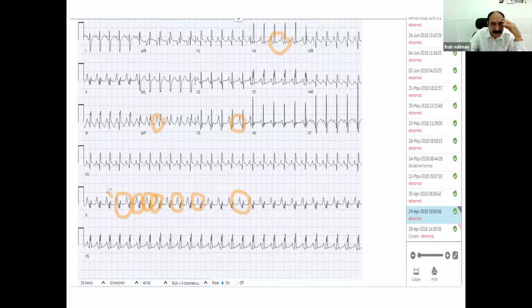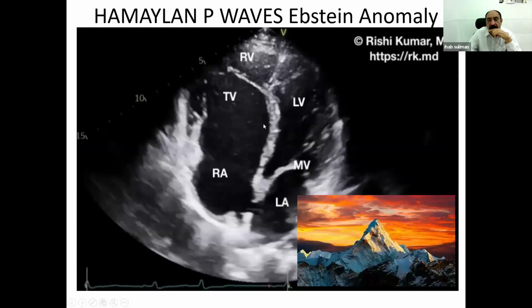So this is what we call a Himalayan P wave. A patient will have a very enlarged right atrium. This is called Himalayan P wave. This is the Himalayan mountain. And this is the huge right atrium of a patient with Ebstein anomaly.